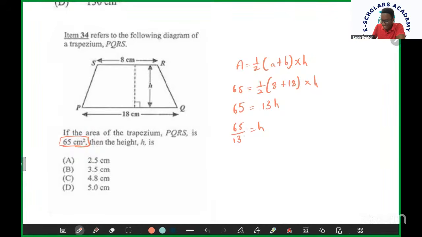Anyways, 13 divided into 65. So let me see, 13 and 13 is 26. 26 and 26 is 52. 52 plus 13 is 65. So indeed, I did that 5 times, so the answer is D. 13 times 5 will give me 65.